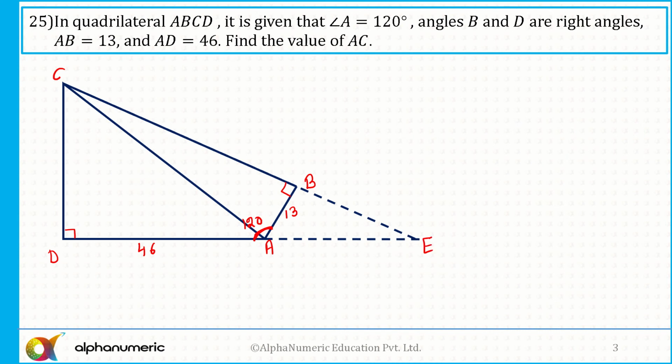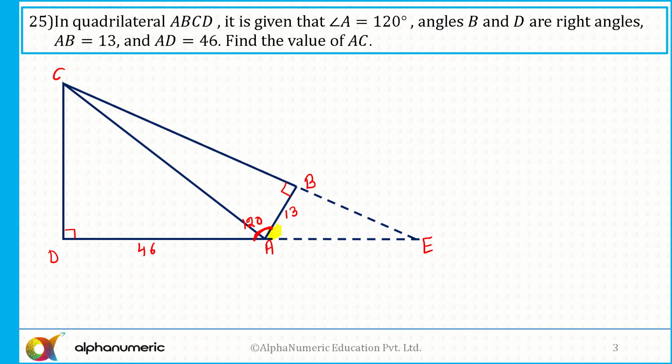Now what about angle BAE? I'm talking about this angle. What about angle BAE? I can say angle BAE is equal to 30 degrees. So right, not 30 but rather we can say that it is 60 degrees.